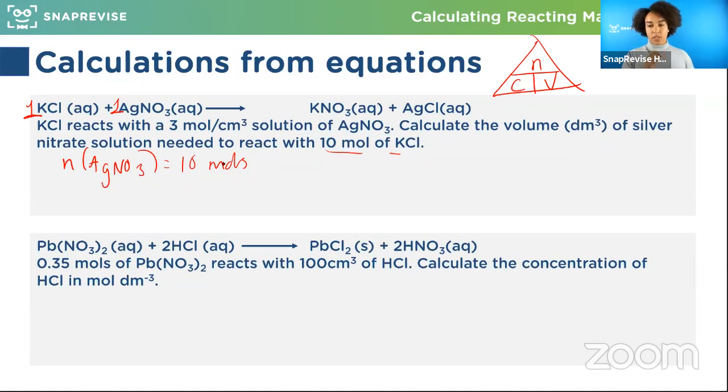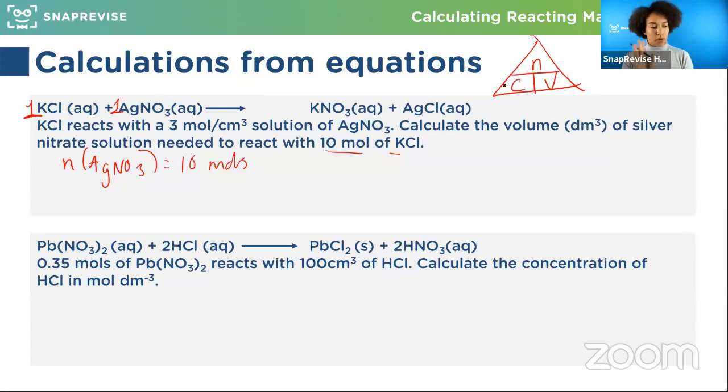Okay, so what's our next move? Perfect, everybody that said 10. What's the next move? We know we've got 10 moles that need to react. What do we need to do? Perhaps we know we've got this formula here. Divide by concentration. We can do that.